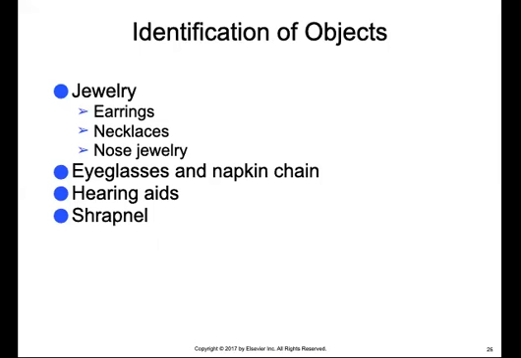A number of miscellaneous objects, including earrings, necklaces, nose jewelry, eyeglasses, napkin chains, hearing aids, and shrapnel, can be viewed on dental images. To avoid non diagnostic images, patients should be instructed to remove all earrings, necklaces, nose jewelry, eyeglasses, napkin chains, and hearing aids if possible before exposure of the extraoral image.